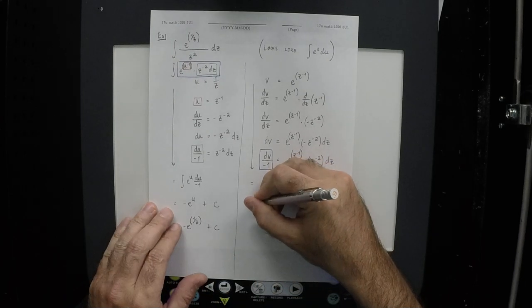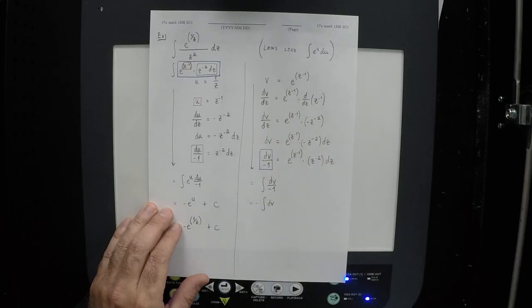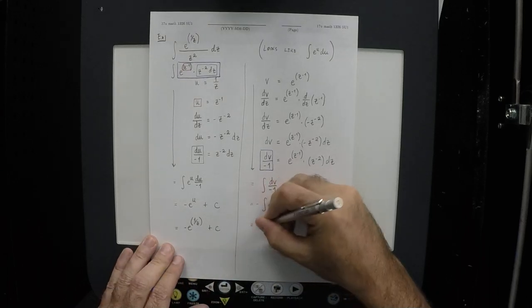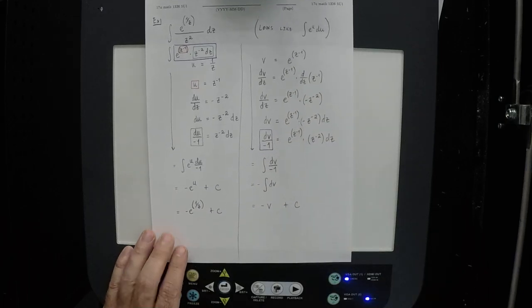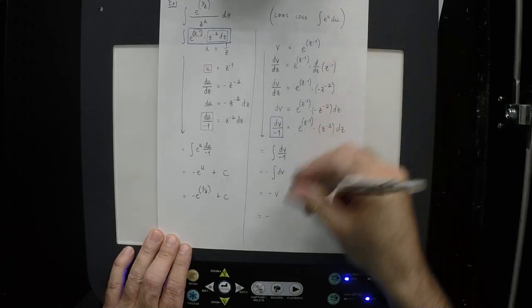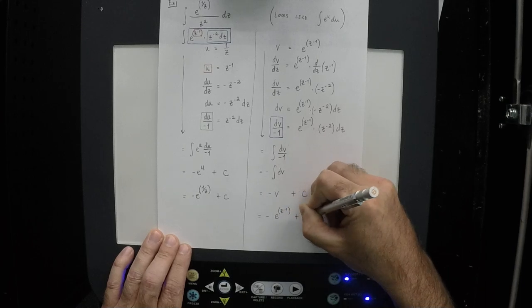So then we could factor out that negative 1 and get negative antiderivative dv. Well, what is the antiderivative of dv? V. So this is negative v plus a constant. And now we resubstitute. And after all, v was that. And of course, the answers are the same.